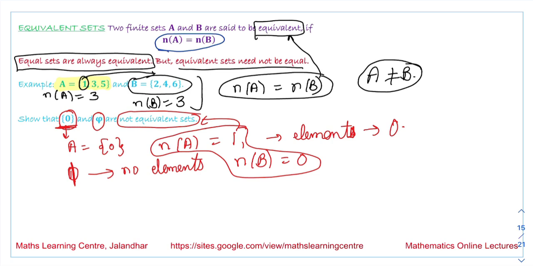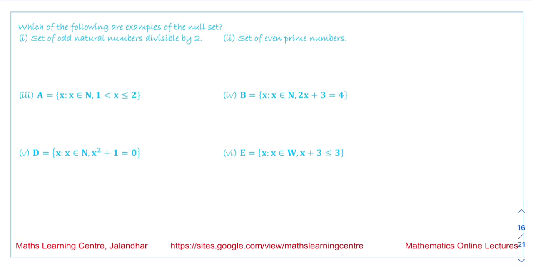Next we have, which of the following are examples of the null set? So it is the set of odd natural numbers divisible by 2. We have to write the set of all odd natural numbers divisible by 2. So we are saying there is no odd natural number which is divisible by 2, otherwise it will become an even number. So this set is an empty set or null set.